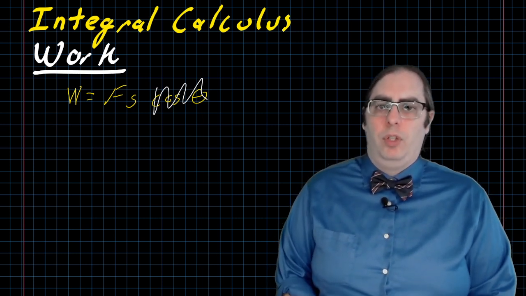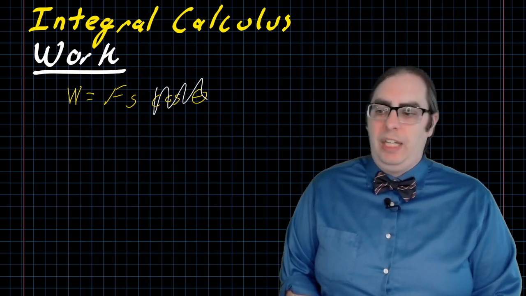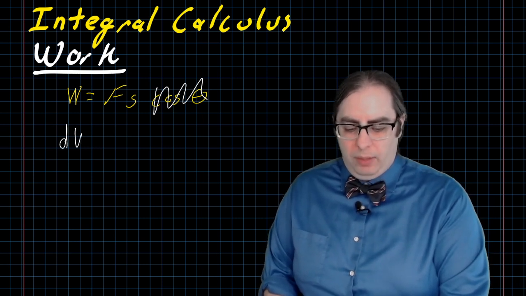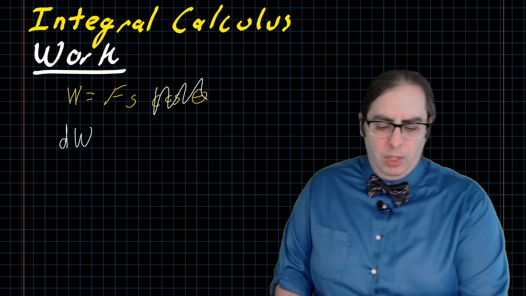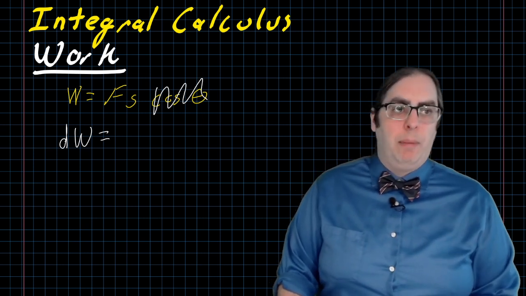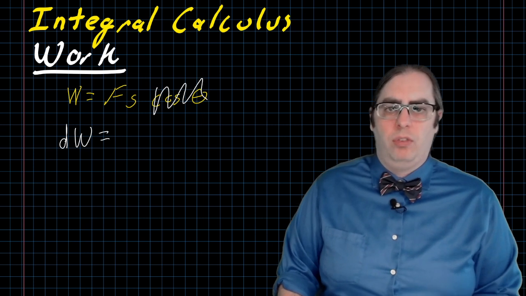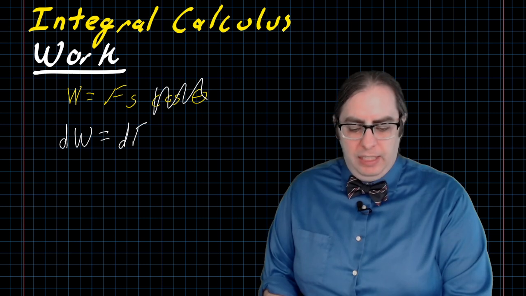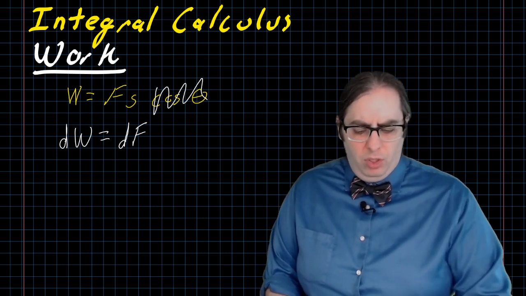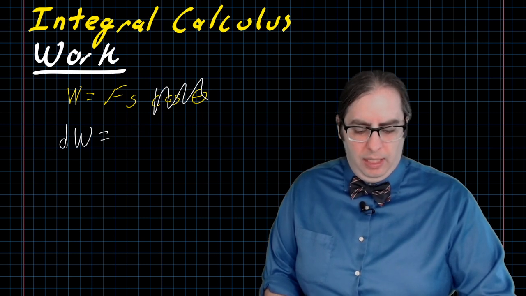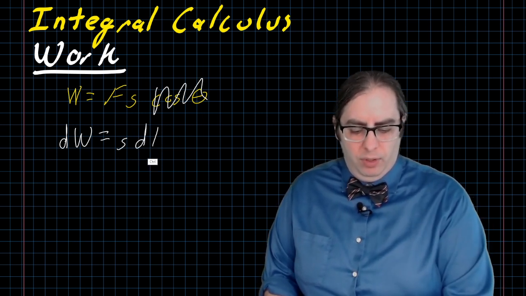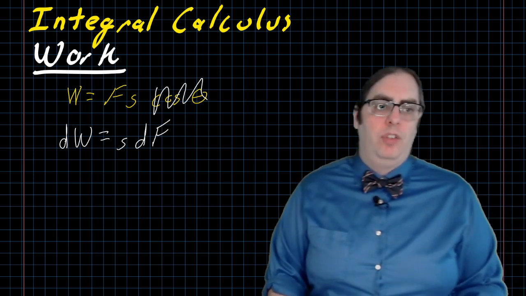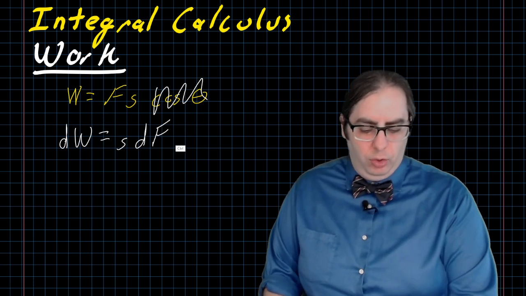The next thing I'm going to do from here is differentiate implicitly. On the left-hand side, the derivative of work I can write as the differential dW. On the right-hand side, we have a product, a force times a distance. Well, the force could be changing, so maybe we have dF times s, which we typically write in the other order, s times dF. Or we might have the force is constant and the distance is changing, so using the product rule.